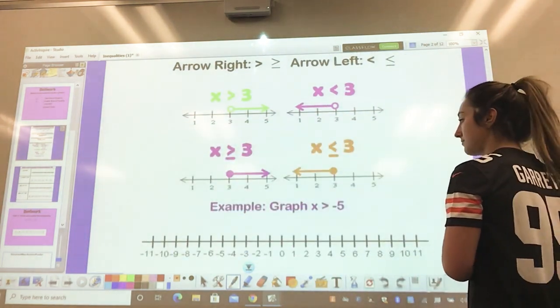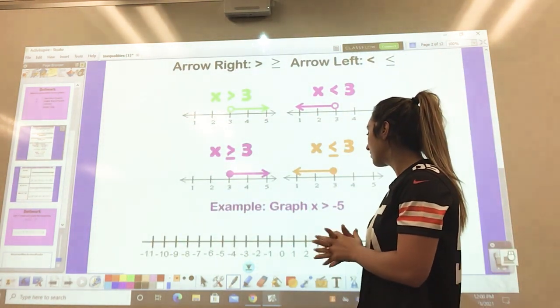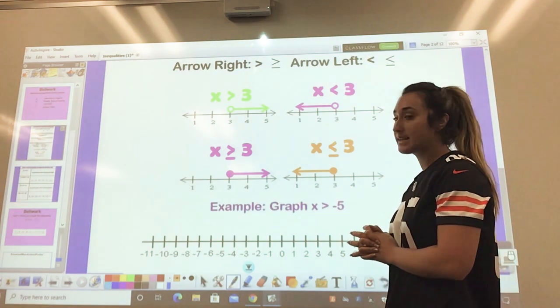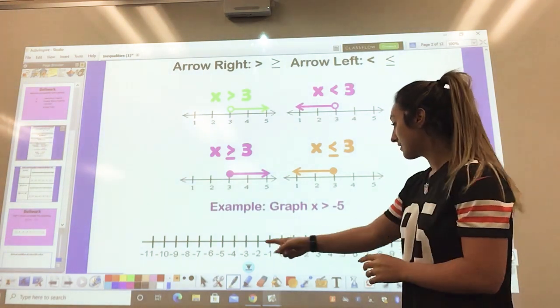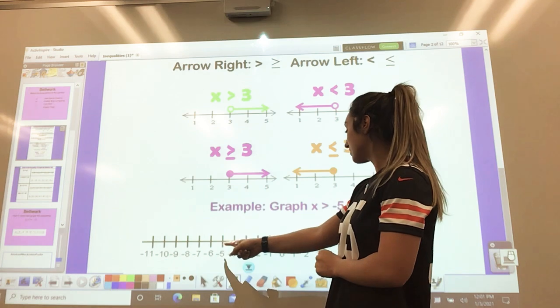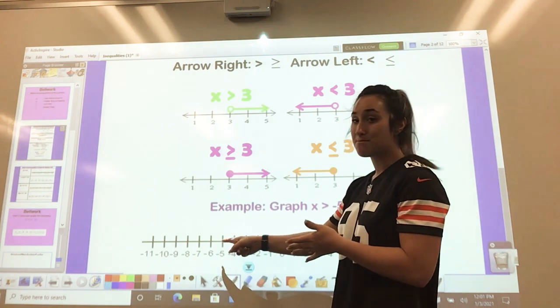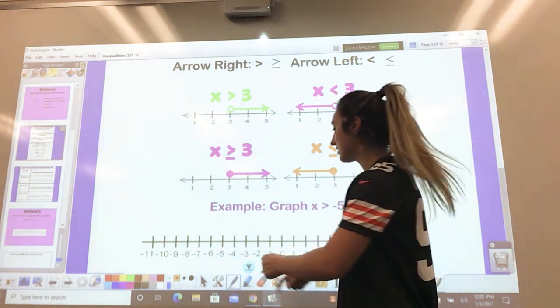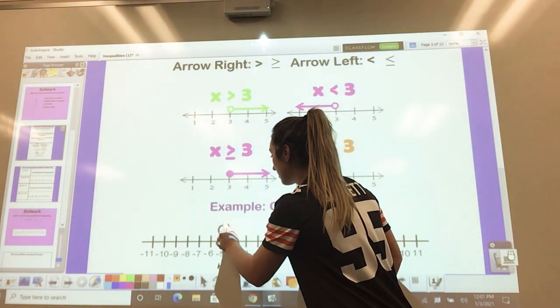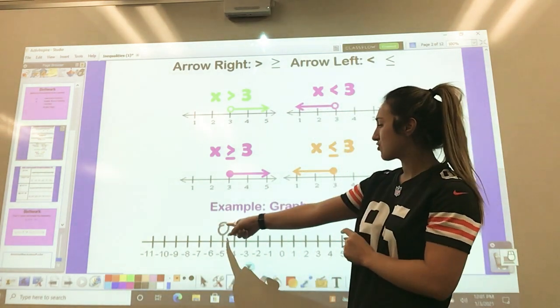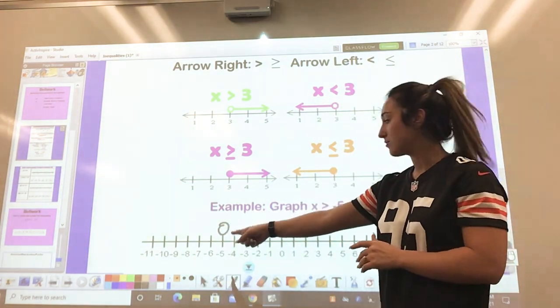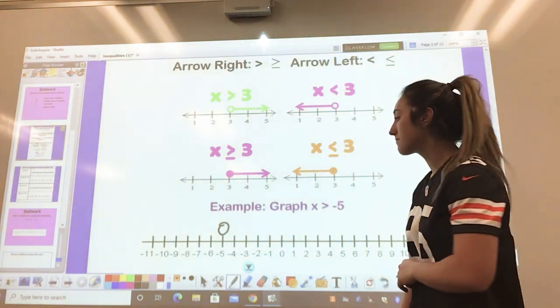So, given this example, if I want to graph x is greater than -5, well, -5 is right here. If x is greater than it, that means it can't be -5, it just has to be greater than it. So I would put an open circle on -5. I like to just draw it up top so I can see it better, but you can draw it right on the -5 if you want.